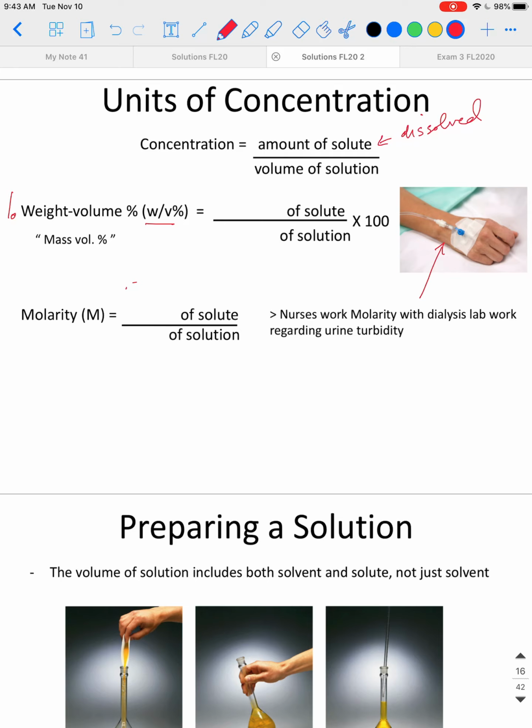Number one, weight volume percent. We abbreviate that W/V percent, or we call it a mass volume percent. To fill in the blanks here, the way we calculate this is grams of solute per milliliters of solution. Now this is critical, milliliters. Don't confuse that with liters or any other unit for volume. It's grams of solute per milliliters of solution times 100.